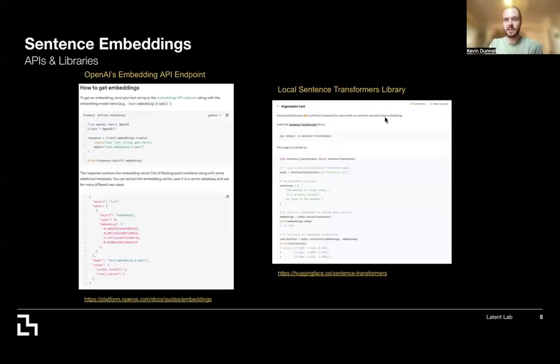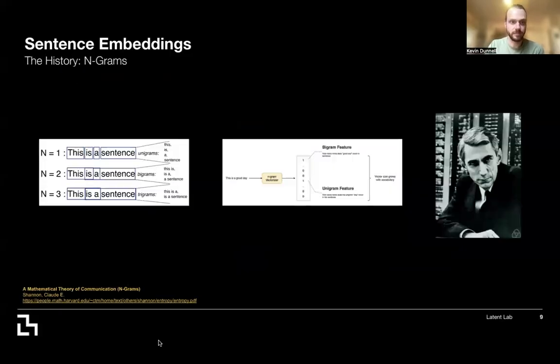There's plenty of libraries out there, APIs as well, that can produce sentence embeddings. And what we're going to dive into in this lecture is sort of going under the hood of the OpenAI embedding API endpoint. But there's also the sentence transformers library from Hugging Face that makes it super simple to run embedding models locally, as well as community provided embedding models.